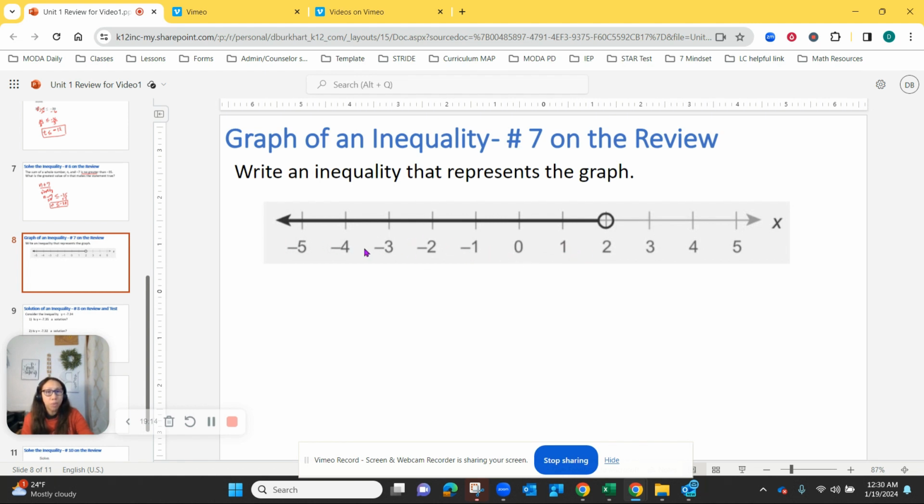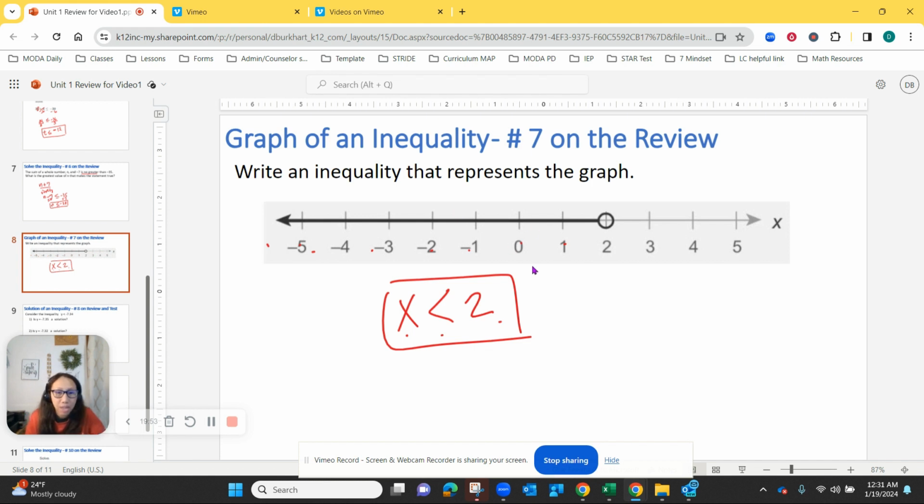So the numbers here are represented by our variable x, and since they are smaller than 2, it has to be less than. We are not going to put the underline at the bottom since the dot is open, which means 2 is not included in the solution. So it would be x less than 2. If you take the number -5, that would still make the inequality true, based on the graph.